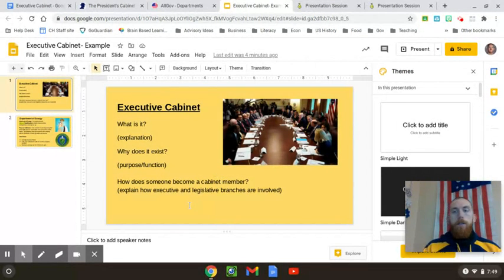So this includes the executive and legislative branch. Both of them have a role in choosing who becomes part of the cabinet. So you'll want to make sure you're talking about both parts there when you're explaining that.